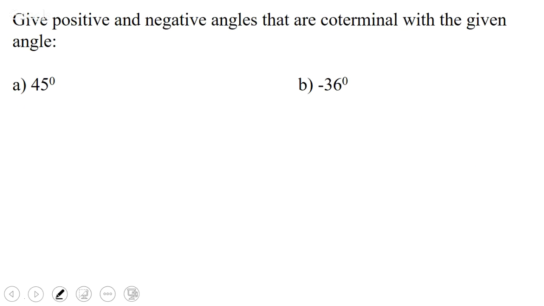So let's find some coterminal angles of these two angles. I have 45 degrees. To find a positive coterminal angle, we add multiples of 360. I'm just going to add 360, but you can add 720 or 1080, whatever multiple of 360. So 45 degrees plus 360 is 405 degrees.